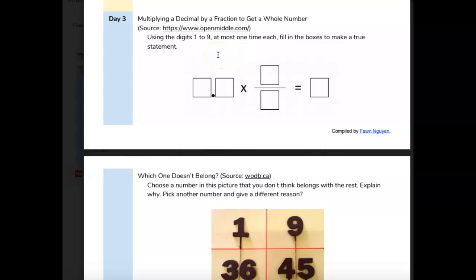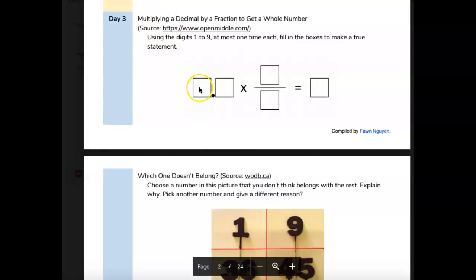It says multiply a decimal by a fraction to get a whole number. So here's a decimal, this is a fraction, and then this is a whole number. Using the digits 1 to 9, at most 1 time each, fill in the boxes to make a true statement. Okay, I played around with this, and I'll show you what I got.